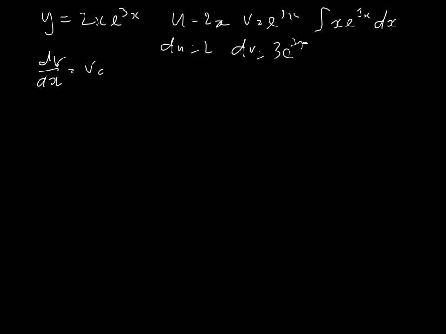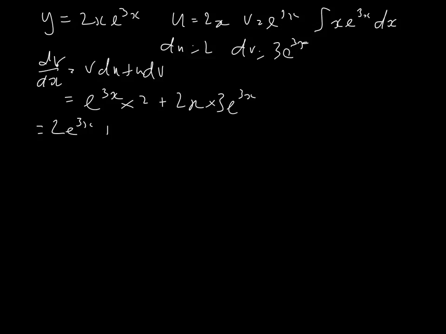So now we can say that dy/dx equals v du plus u dv, and we end up with e to the power of 3x times 2 plus 2x times 3e^3x. So now that we've got that, we can write that as 2e to the power of 3x plus 6xe to the power of 3x.